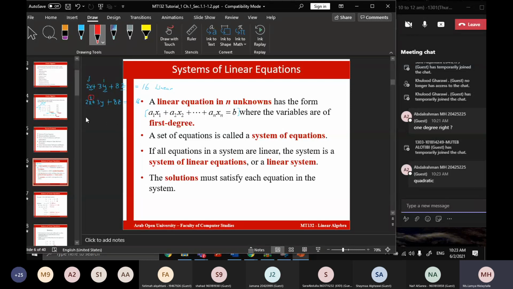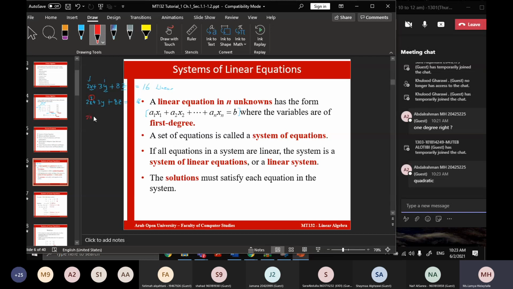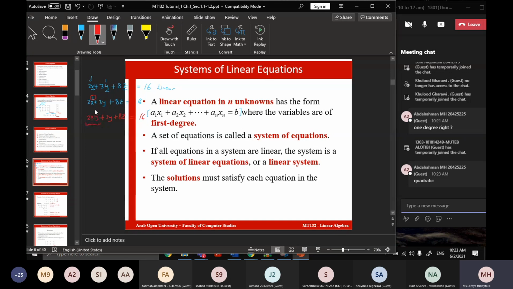Now, what about this one? 2xy plus 3y plus 8z is equal to 16. Is it linear? No. Why? Because this term has degree 2, since this is x and this is y, so you cannot have two variables multiplied times each other either. So the degree of the equation must be equal to 1. That is, each term should be in just one variable with power 1 like that. Clear? So this is not linear and this one is not linear as well.